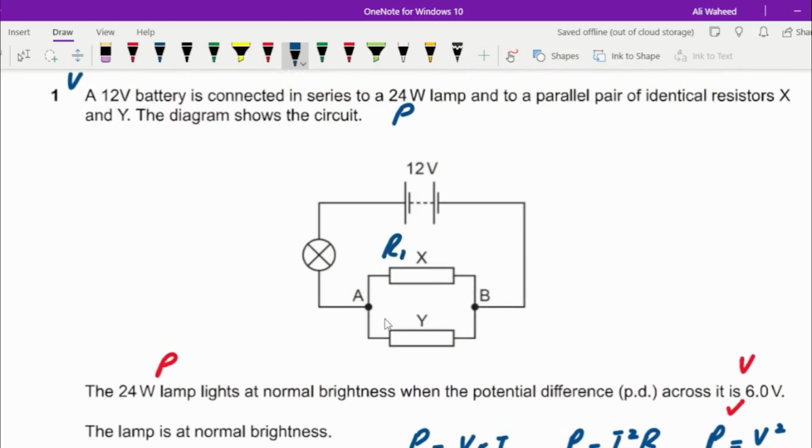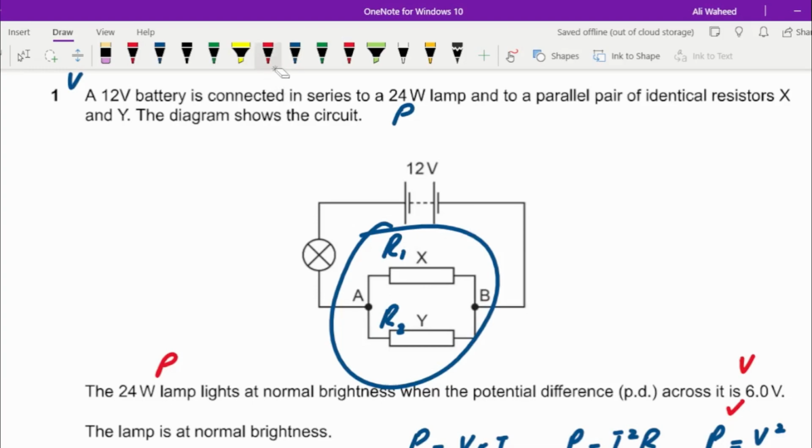This is R1, let's say, or Rx. This is R2. So we have to find the value of R1. Once again, you can do it different ways, and I'm going to choose the easiest way here. The collective resistance, or the total or effective resistance, was 1.5 ohm. For the two resistors connected in parallel, the overall resistance is 1.5 ohm.